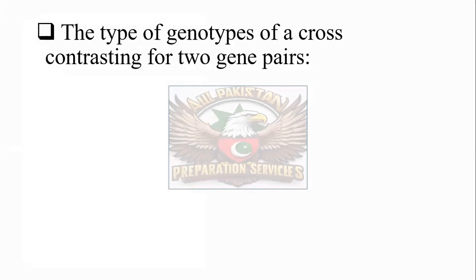The number of types of genotypes of a cross contrasting for two gene pairs is 16, 4, 9, or 6? The correct one is 9. The number of types of genotypes of a cross contrasting for two gene pairs is 9.